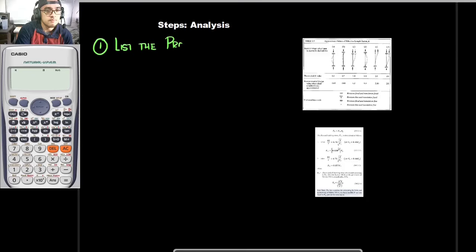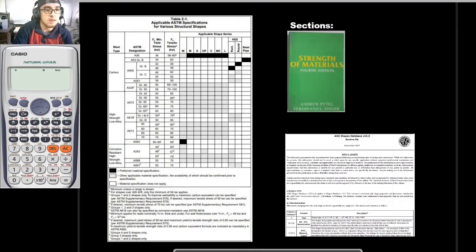So what are these properties that we would be needing in analyzing our compression members? So the first property that we should know is the length. So kung ano ba yung haba ng ating compression member. And another thing, we should also know the yield stress, so Fy, and we can get this Fy right here in this table right here by ASTM.